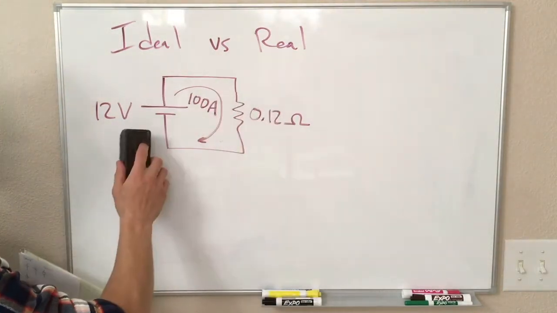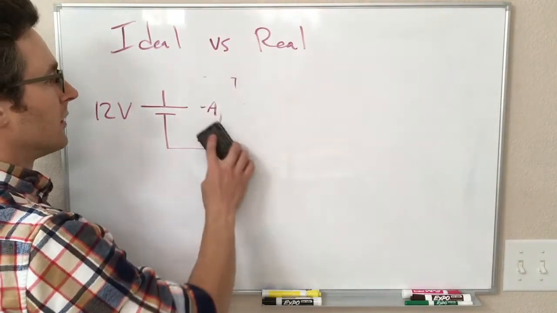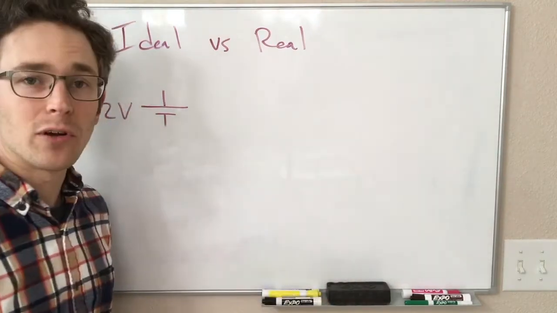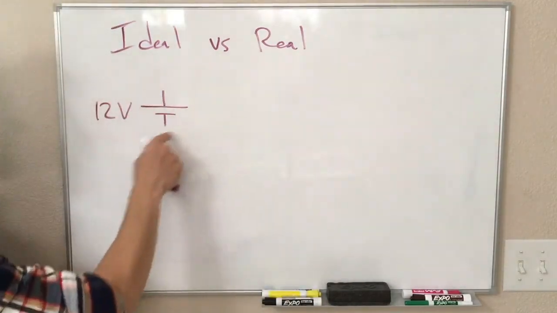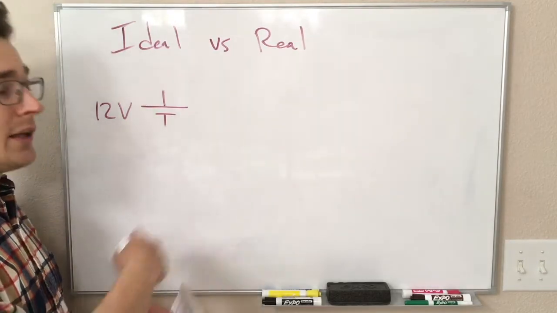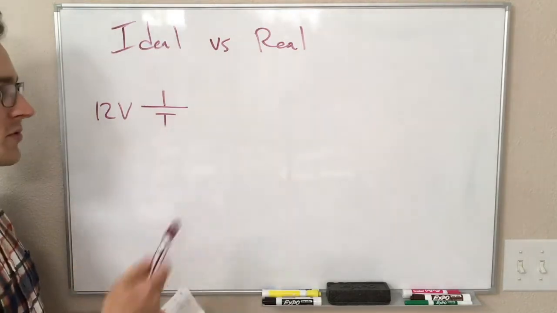Yeah, okay, so the point is, voltage sources in real life aren't necessarily able to supply an infinite amount of current, right? On paper, this symbol means ideal voltage source. It can supply any current necessary to keep this voltage at whatever it's supposed to be, 12 volts in this case.